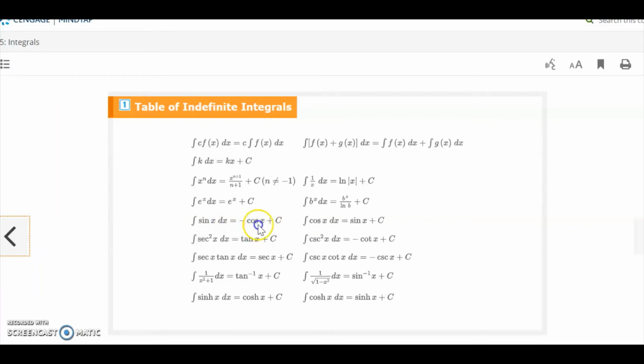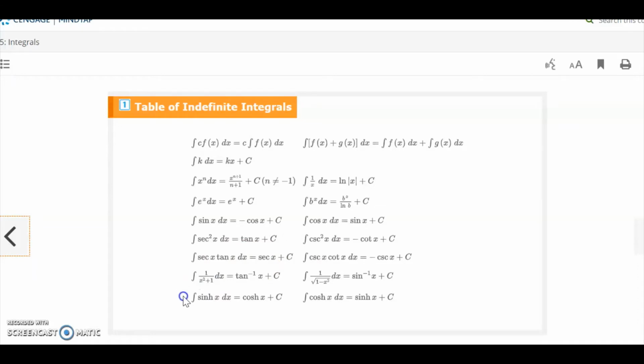And then these are all very important rules. We have sine, cosine, secant squared, cosecant squared x, secant x, tangent x, cosecant x, cotangent x. So this is all your trig functions, and you should be familiar with almost all of them. Some will be used more commonly than others. Sine and cosine, of course, you're going to see all the time. These are a little less common, but you're still going to see them quite often.